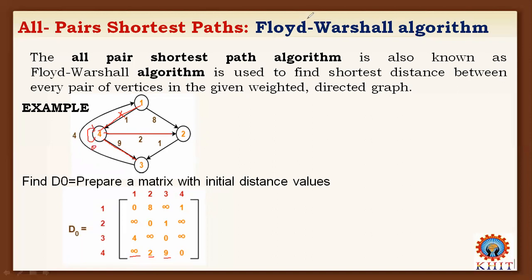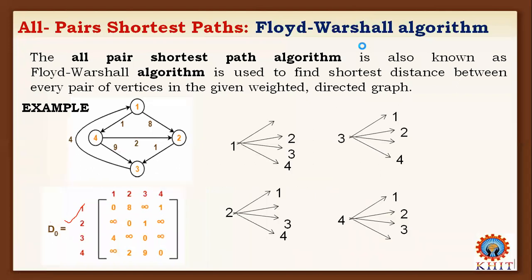So friends, in this way you simply prepare the initial matrix with the distance values, which is called D0. D0 stands for preparing a matrix with initial distance values. Okay.